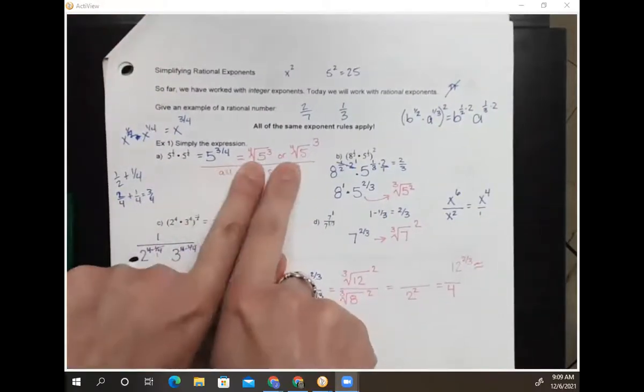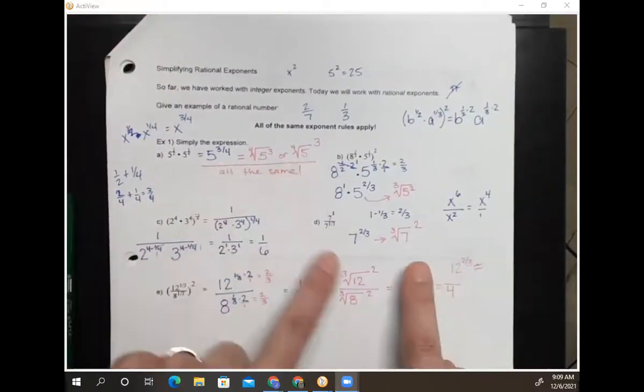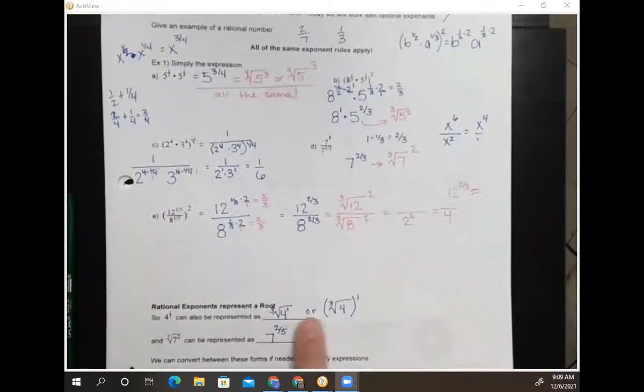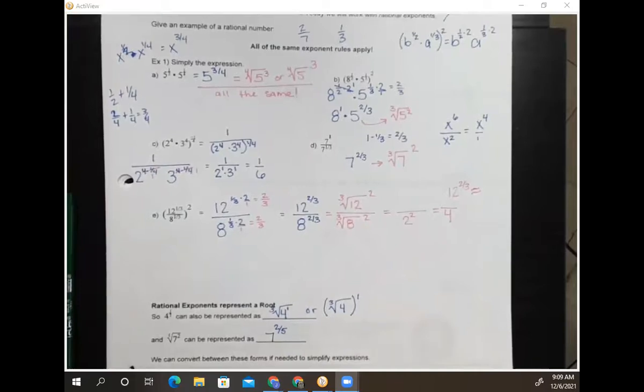Remember, I went through our answers with a different color and sort of swapped it to that root form where I had a fractional exponent. Okay, so we have this ability to sort of convert between fractional exponents and roots.